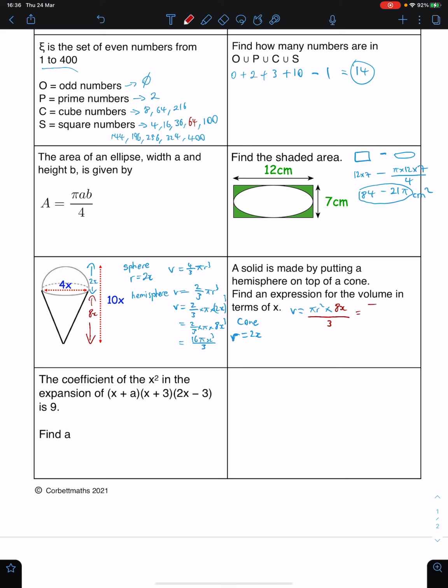Next question, we've got the coefficient of x squared in the expansion of x plus 3, 2x minus 3 is 9. Find a. So what we need to do is expand this in all the ways that allows us to get an x squared term. So to get an x squared term, we can do x times x multiplied by minus 3, which gives minus 3x squared. How else can we get x squared?